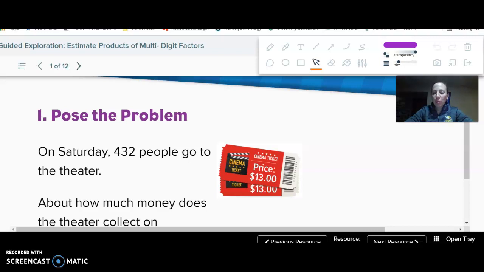Here we go, lesson 5.3. Make sure you have 5.3 open in your notes. Estimate products of multi-digit factors.